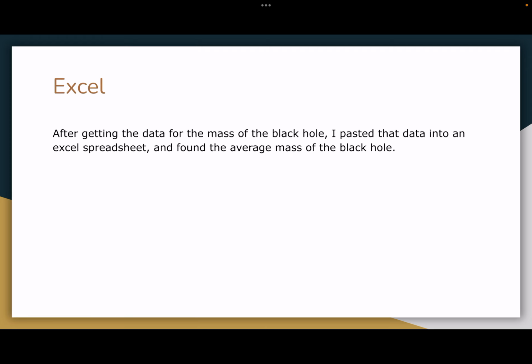And for Excel, after getting all the data from the GlowScript, we copied and pasted all the values into Excel, and then we used an Excel function to find the average of all the values to find the average mass of the black hole. And this is some of the data. On the left side is the raw data, and on the right side is the average of all the raw data.